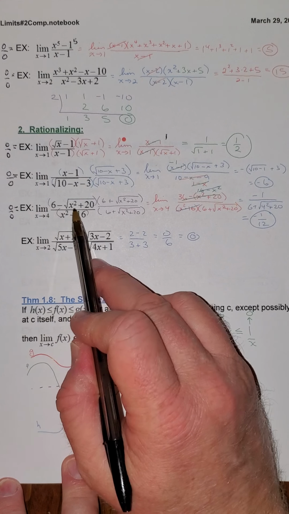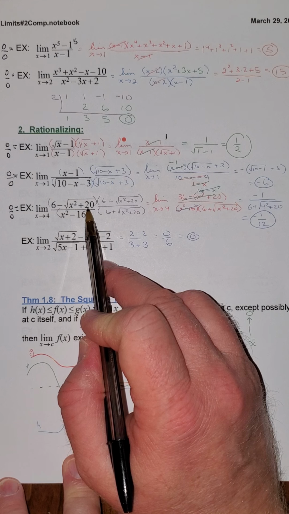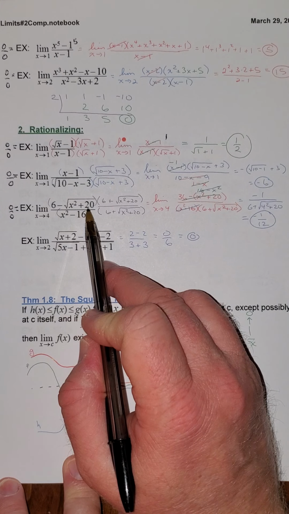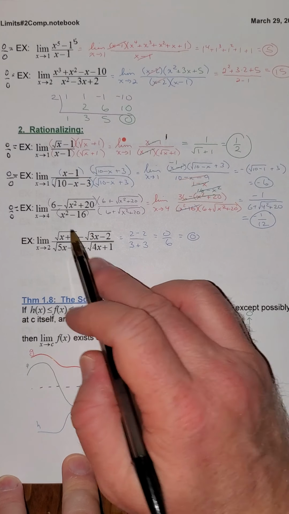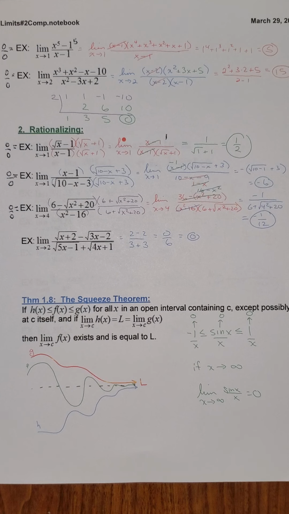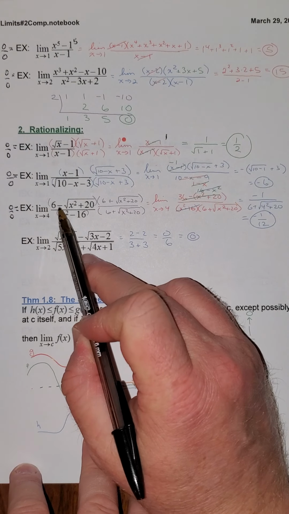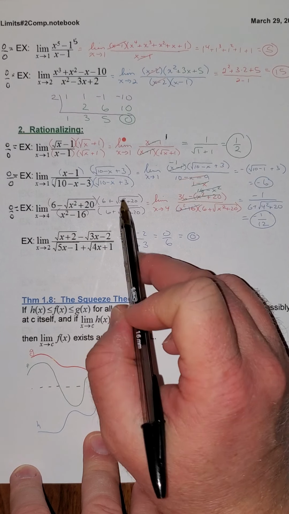x approaches 4. What's 4 squared? 16. 16 plus 20 is 36. Square root of 36 is 6. 6 minus 6, 0 on the top. Plug in 4 in the bottom, I'll get 16 minus 16 again. I got 0 over 0. Now, multiply by the conjugate. This is 6 minus the radical, so I'm going to multiply by 6 plus the radical, top and bottom.